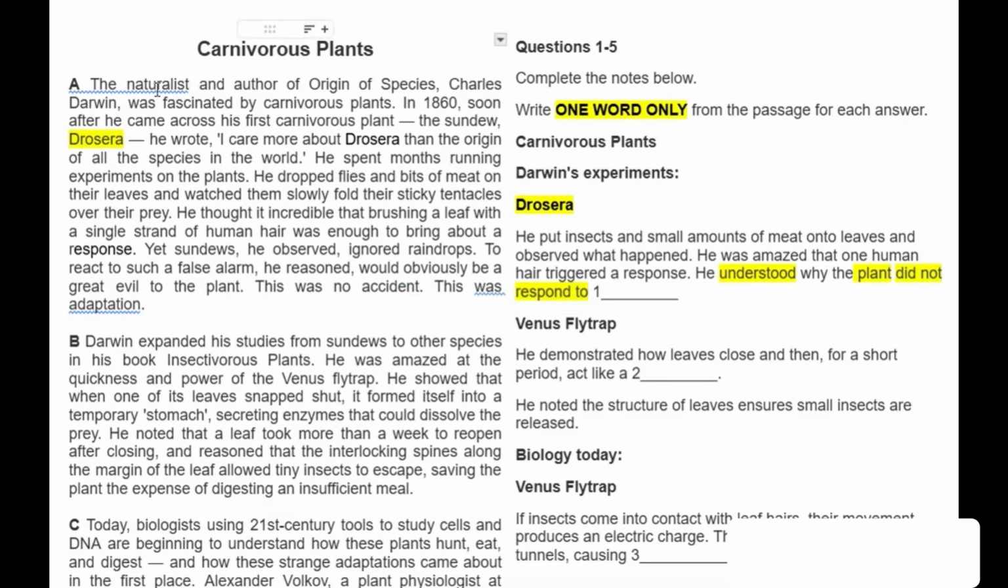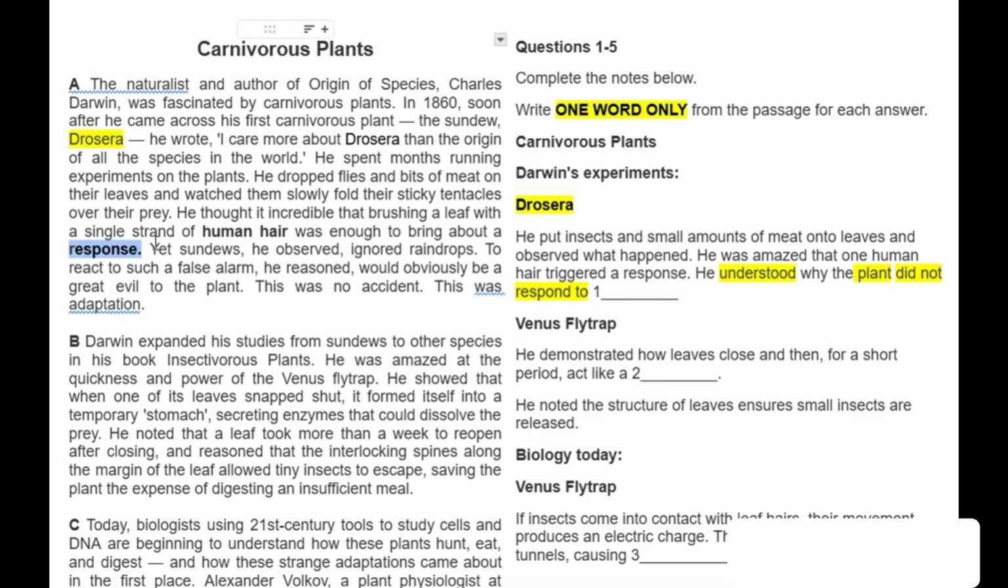The naturalist and author of Origin of Species, Charles Darwin, was fascinated by carnivorous plants. In 1816, soon after he came across this carnivorous plant, the sundew, Drosera, he wrote, I care more about Drosera than the origin of all the species in the world. He spent months running experiments on the plants. He dropped flies and bits of meat on their leaves, and watched them slowly fold their sticky tentacles over the prey. He thought it incredible that brushing a leaf with a single strand of human hair was enough to bring about a response. Yet sundews, he observed, ignored raindrops.